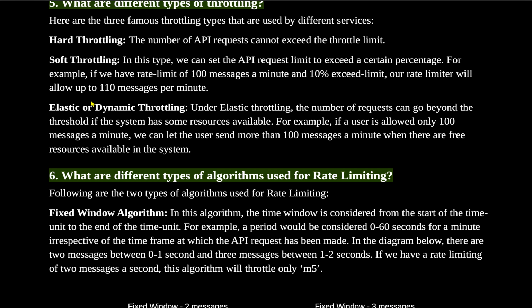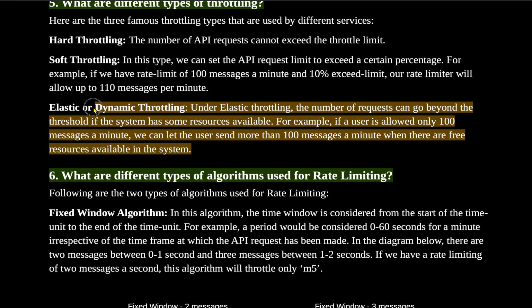Now we also have dynamic throttling. What is this? Under elastic or dynamic throttling, the number of requests can go beyond the threshold if the system has some resources available. For example, if a user is allowed only 100 messages a minute, we can let the user send more than 100 messages a minute when there are free resources available in the system.